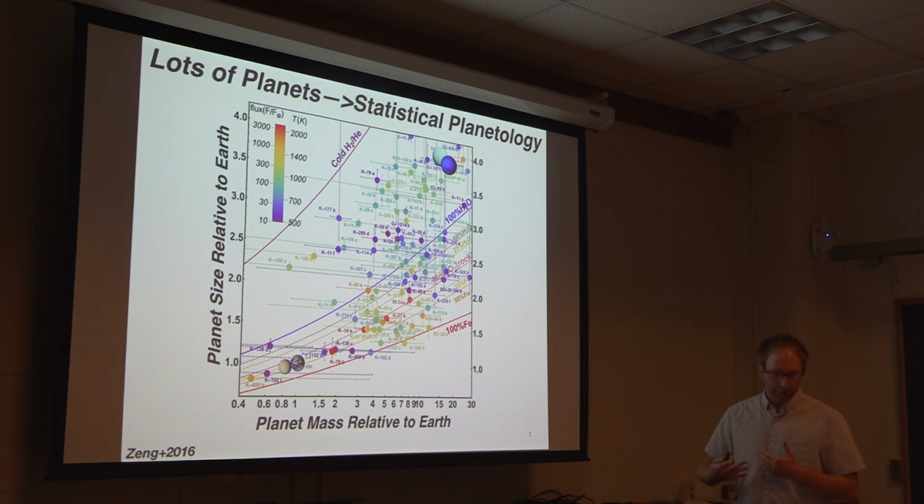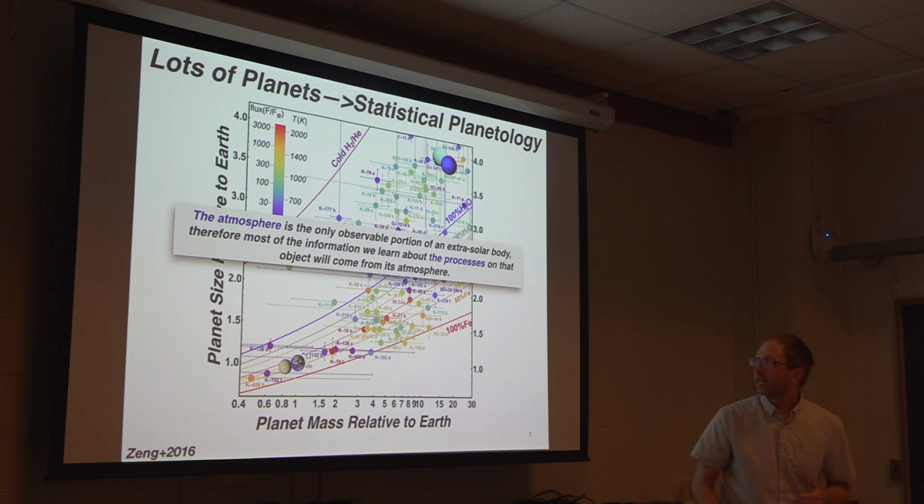What we really want to do is start digging into the details of individual planets in the ensemble of the entire planetary population. And for that, we want to study the planetary atmospheres. Philosophically, I think that the atmosphere is really the only observable portion of an extrasolar body. And so most of the information that we're going to learn about a given exoplanet is going to come from its atmosphere. So if we want to understand the processes happening on a planet, we're going to have to understand their atmosphere.